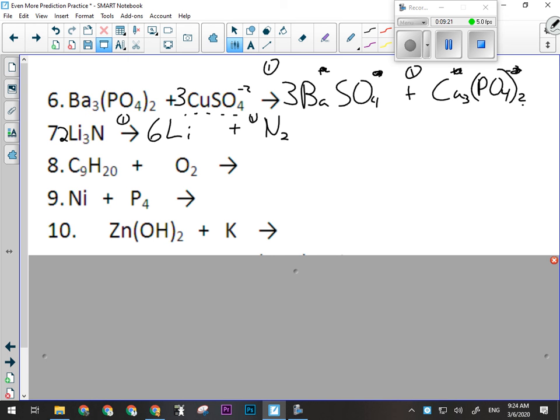All right. Question number 8. We've got a combustion reaction, so the products will be CO2 and water. Okay, and we don't need the rule of 2 because 9 is an odd number, so I'm just going to balance with that. Okay, 9 there.